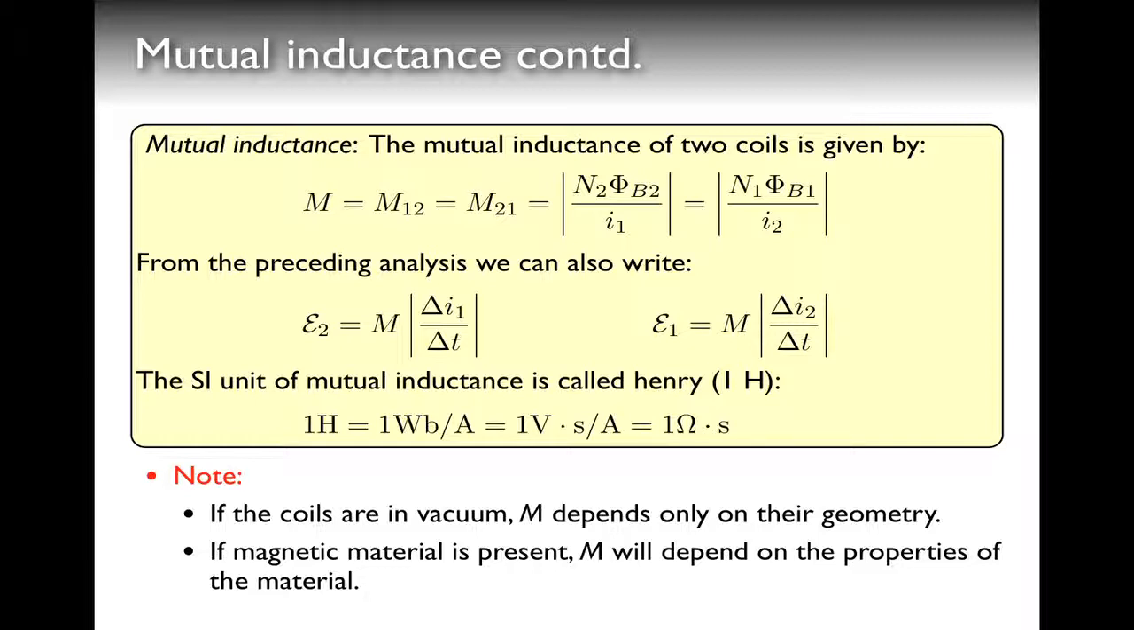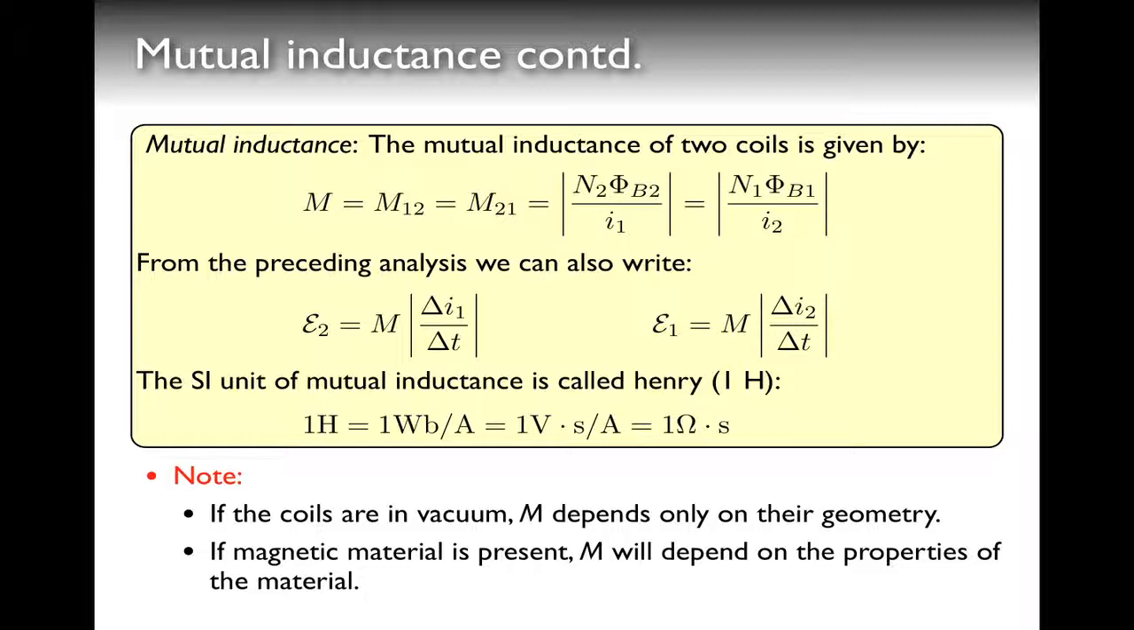The SI unit for mutual inductance is called Henry, and 1 H equals 1 Weber per amp, which is 1 volt second per amp or 1 ohm times second. Notice this interesting relationship that these Henrys are somehow related to the unit of a resistance, these ohms, multiplied by time, and we'll get back to this in the next chapter. If the coils are in vacuum, M depends only on their geometry, and if magnetic material is present, M will depend on the properties of this magnetic material.